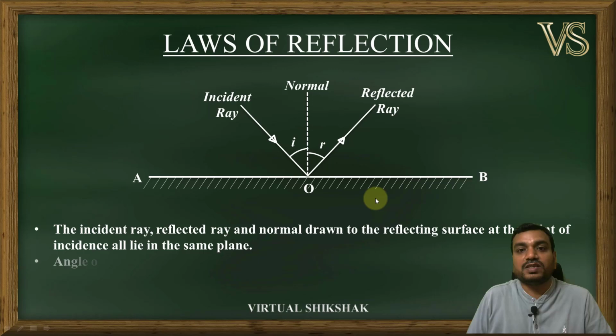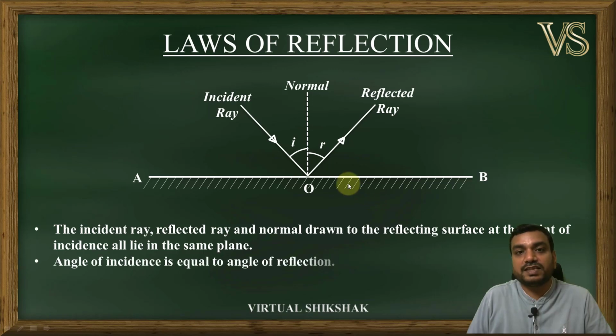Now the second law of reflection states that the angle of incidence is equal to the angle of reflection. I'll repeat again. Angle of incidence is equal to angle of reflection. That is, angle i is equal to angle r. These are the two laws governing the reflection of light.